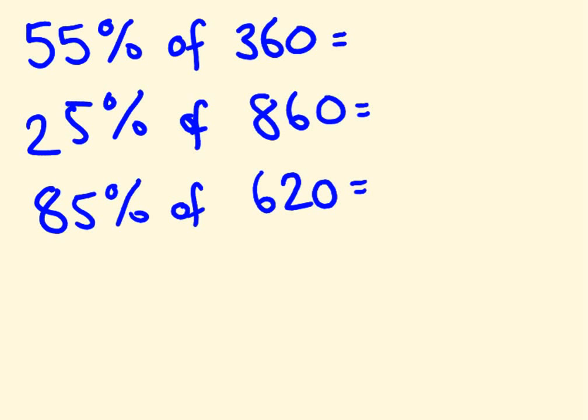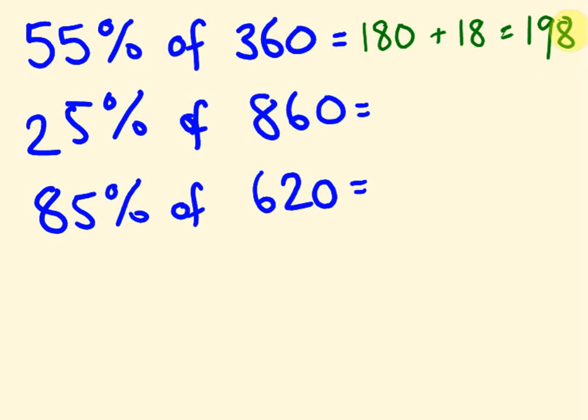Alright, hopefully you paused the video, hopefully you've given them a go, and hopefully you got some pretty good answers there. So 55% is made up of, as you might realise, a 50%, which is half, 180, plus 10% and a half of that. But you might also realise that for 5% you can just move the decimal place and get 18, because 5% is just 1/10 of that. So we get this answer of 198.